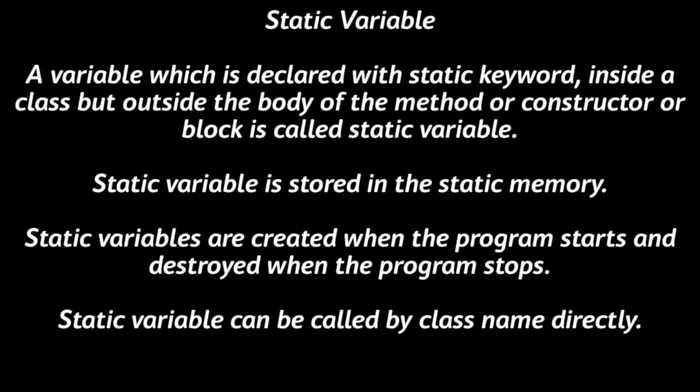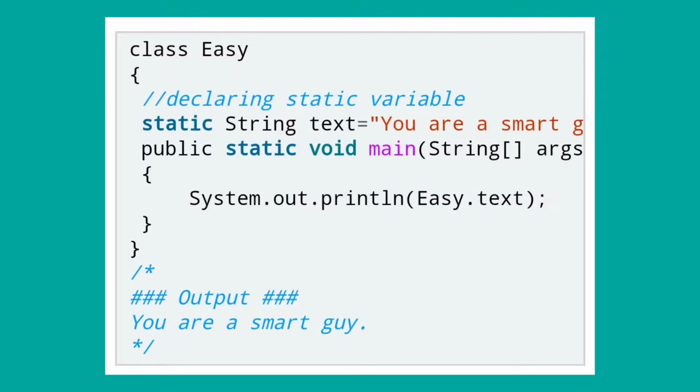Static variable. A variable which is declared with the static keyword inside a class but outside the body of a method, constructor or block is called a static variable. A static variable is stored in static memory. Static variables are created when the program starts and destroyed when the program stops. A static variable can be called by class name directly. Example of static variable.